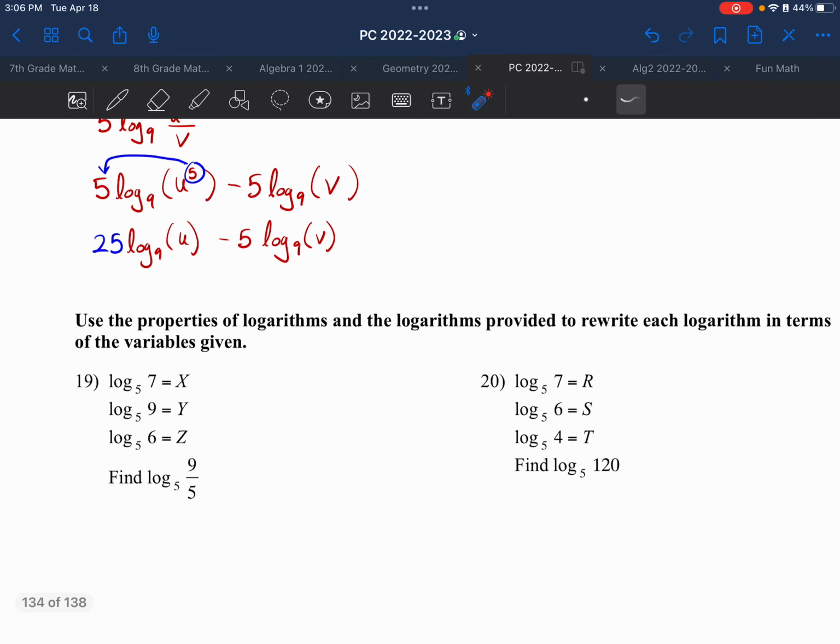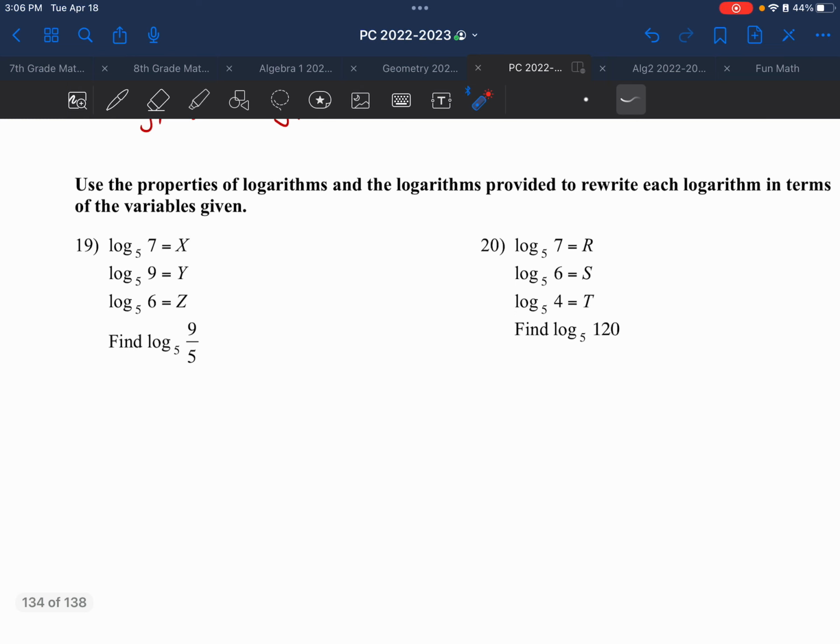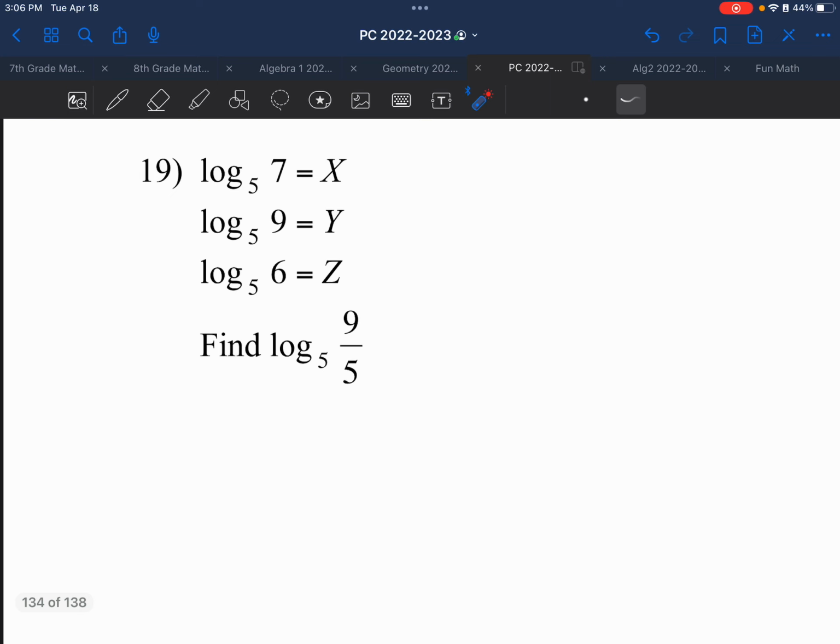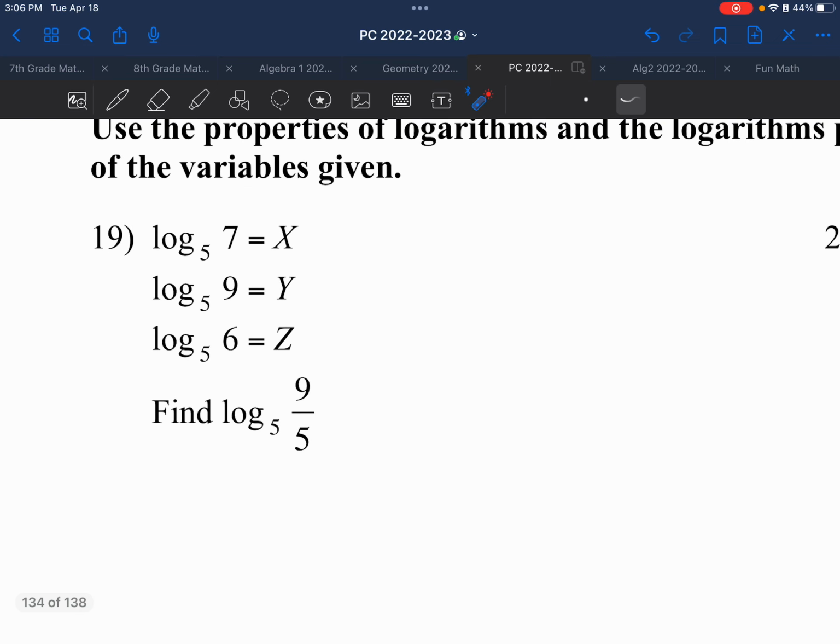All right. Number 19 and 20. Oh yeah, these are the fun ones where you have to figure out how can you only use multiplication and division with these numbers to get this? You're not allowed to use any addition or subtraction. So how do we get multiplication using 9 and 5?